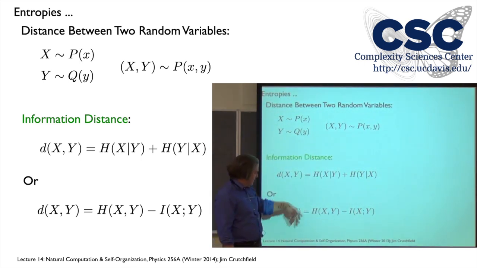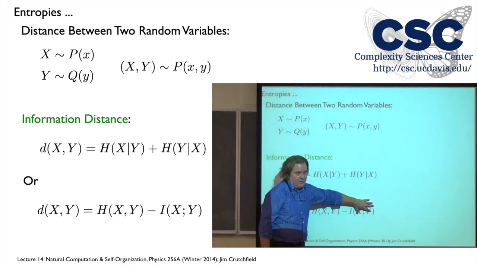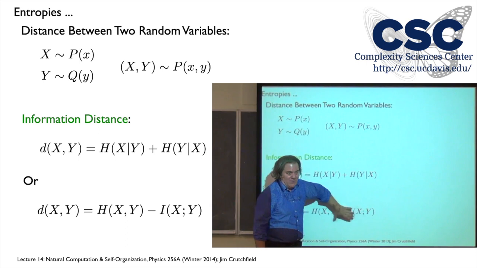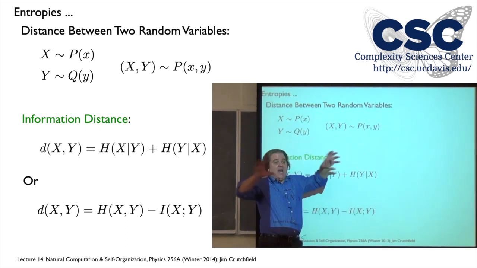You can also rewrite it. It's the difference between the total uncertainty and the shared information. Right? That difference is the information that is not shared. Total available information, total uncertainty, minus what's shared. This is what's not shared between them.